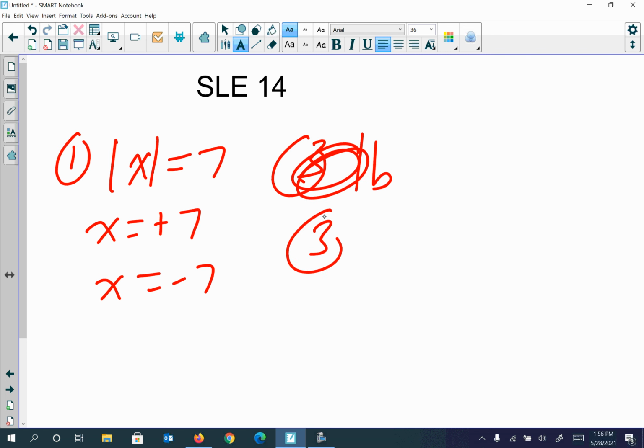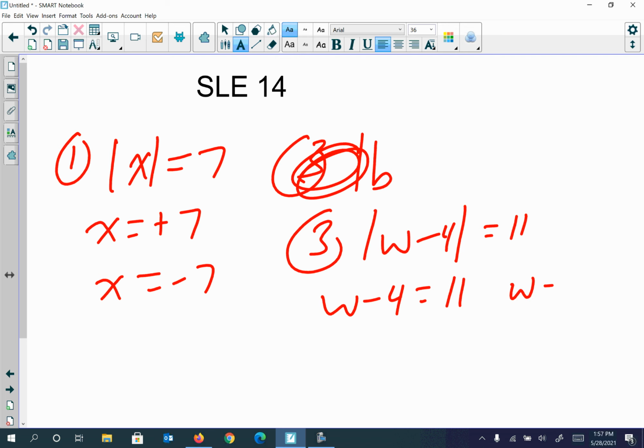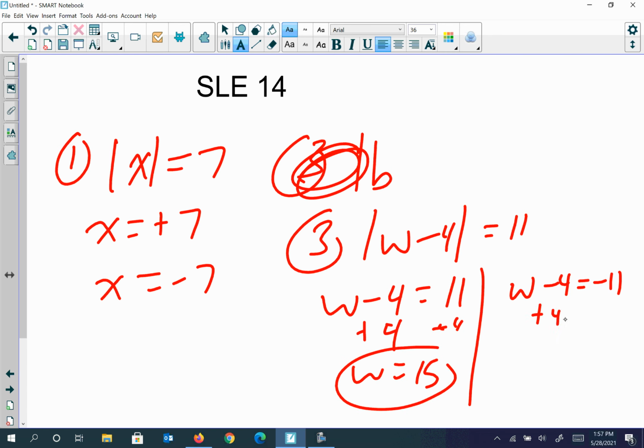Number three, absolute value of w minus 4 equals 11. We'll drop the absolute value, and one side will have a positive, and one side will have the negative. Go ahead and solve both. So you get w is equal to 15, add 4, add 4. So you get w is equal to negative 7.